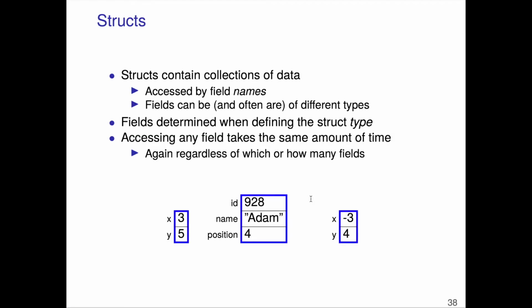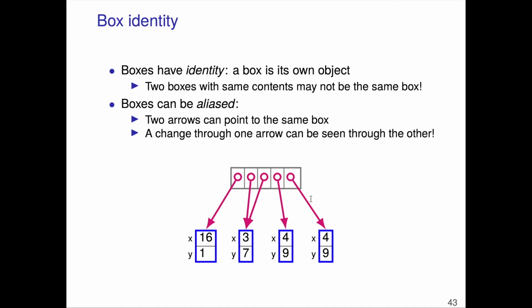And then structs. A struct is basically a place where you could store your data. It is a collection of data, and we can store several things into one chunk, and that's what we call a struct. And box identity. It's talking about arrows and pointers. What it's saying is that two arrows can point to the same box, and that makes sense. Here, 3 and 7 are pointing to the same box. And a change through one arrow can be seen through the other.